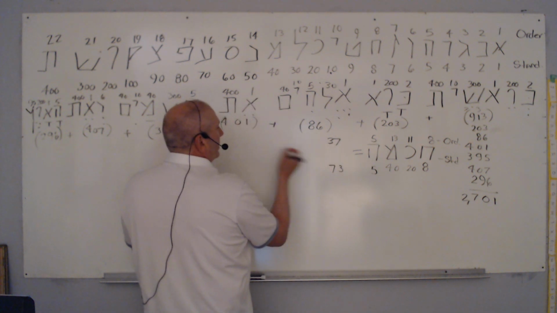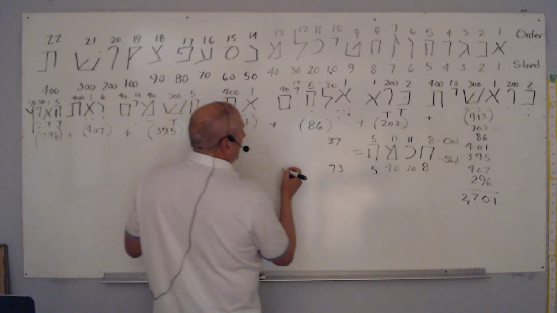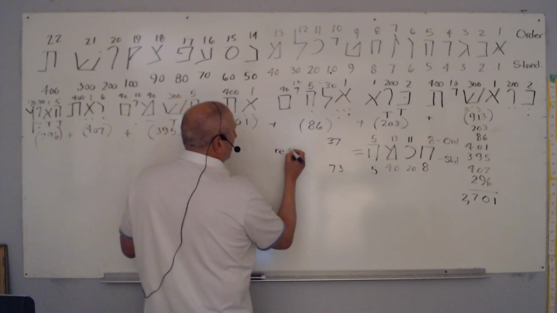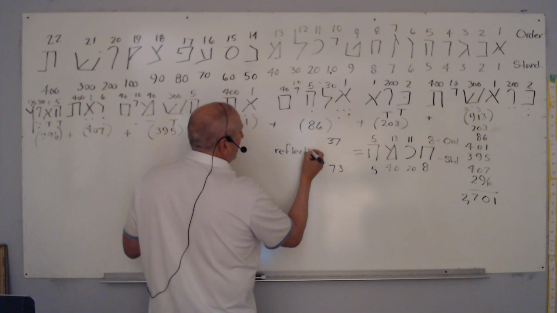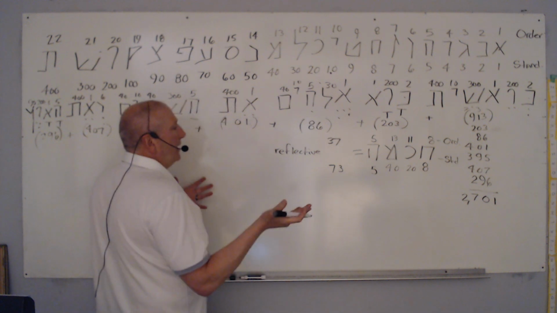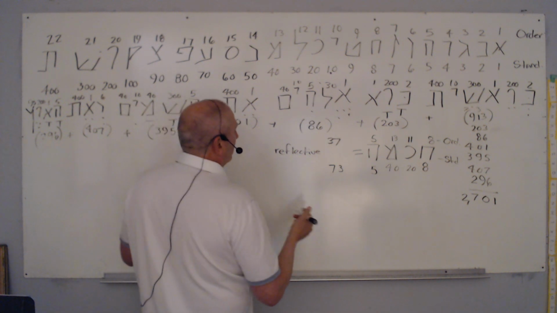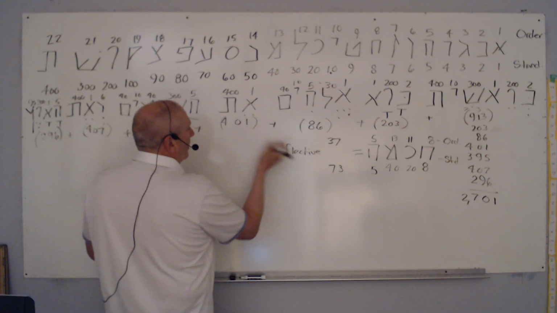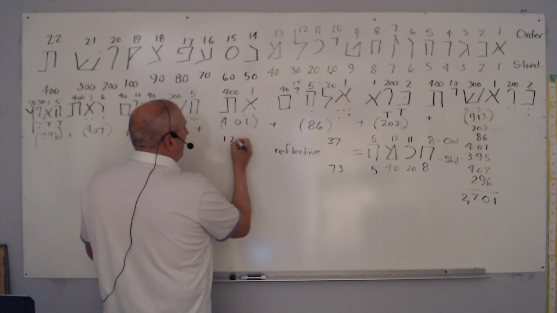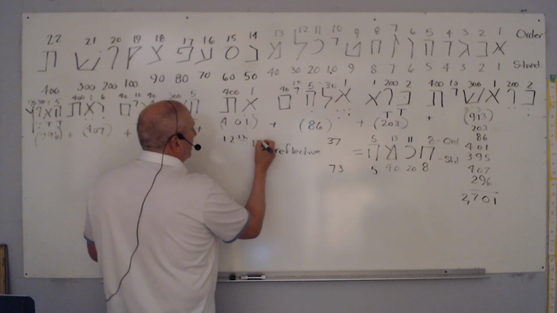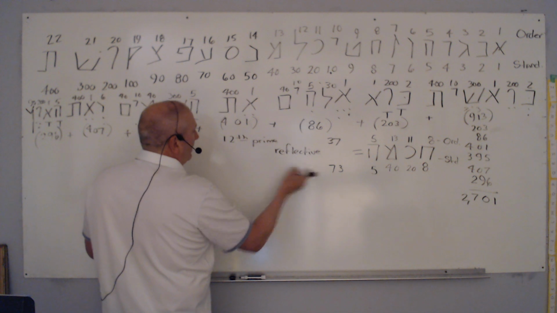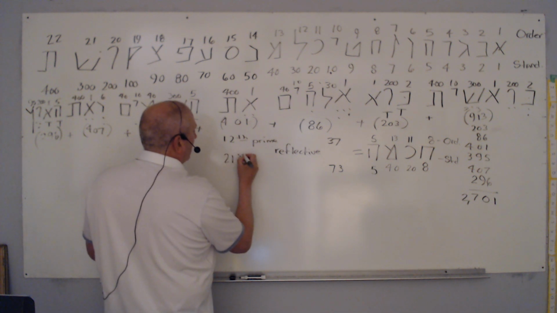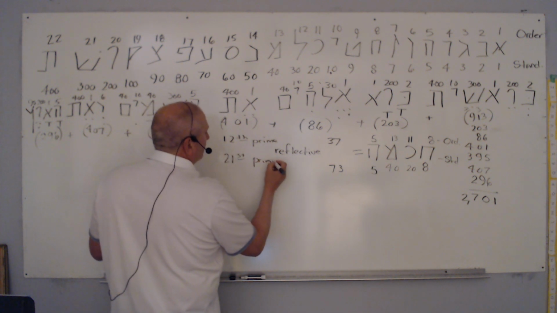And you notice 37 and 73 are reflective. That's what it's called, or I've heard that called. I always said inverse, but they're reflective of one another. And then you'll notice that 37 is the 12th prime number. That's easy to check. 73 is the 21st prime number.